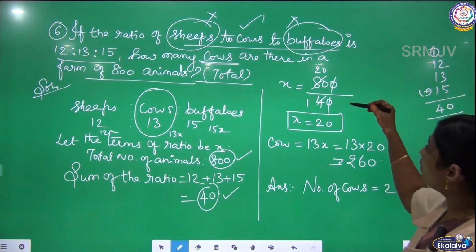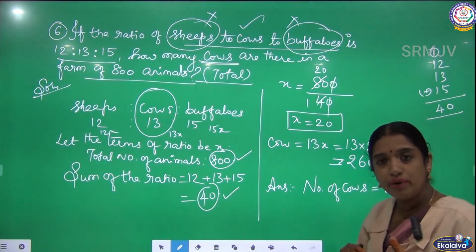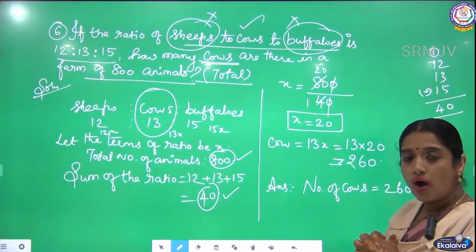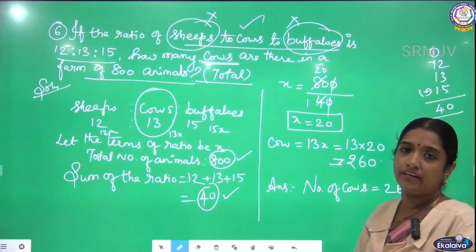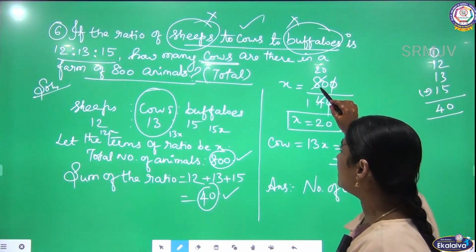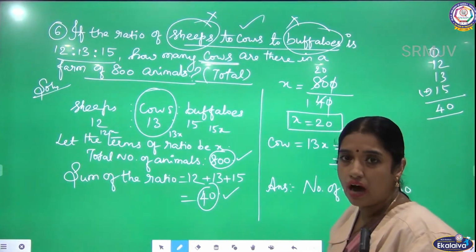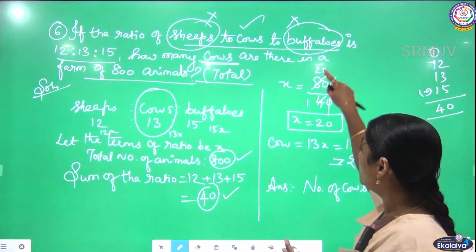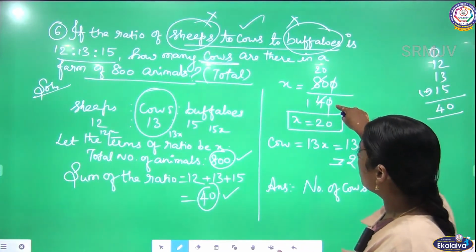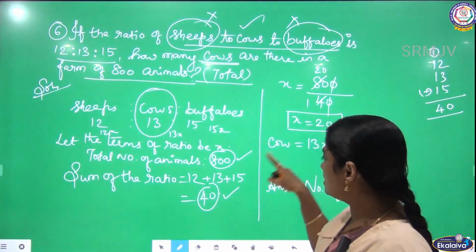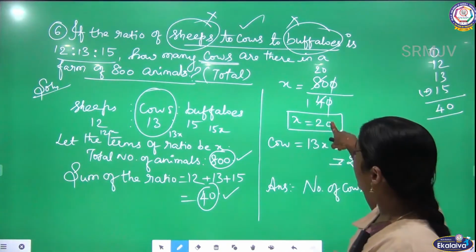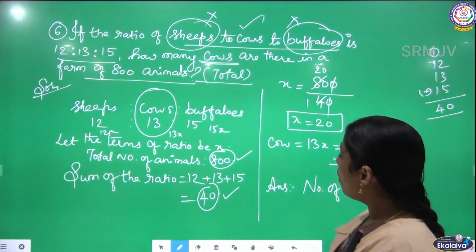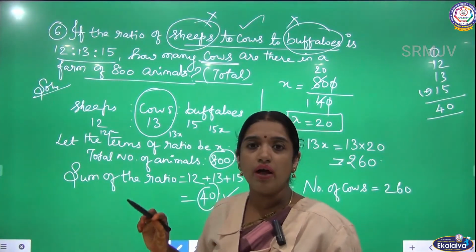How am I going to find out the x value? The total number of things divided by the sum of the ratio. Whether it is the amount, the animals or the provisions, whatever it may be, the total divided by the sum of the ratio, which is 40. After finding it, I am getting the x value to be 20.